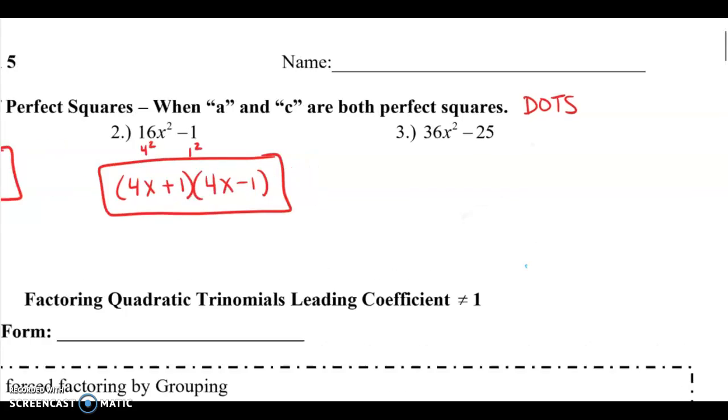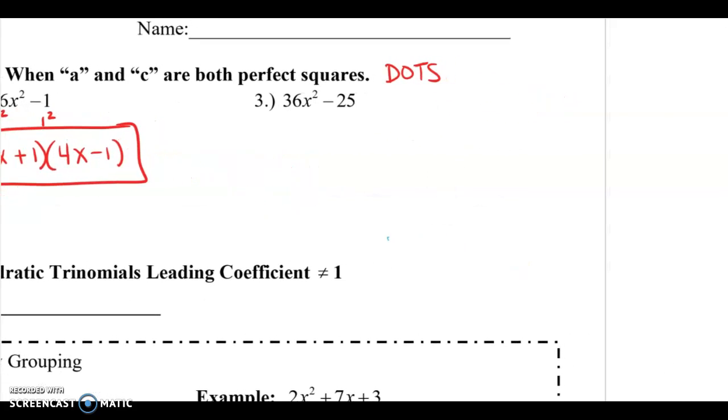And then the last one here is 36 and 25. Well, 36 is 6 squared, 25 is 5 squared. So you've got 6x plus 5, 6x minus 5.